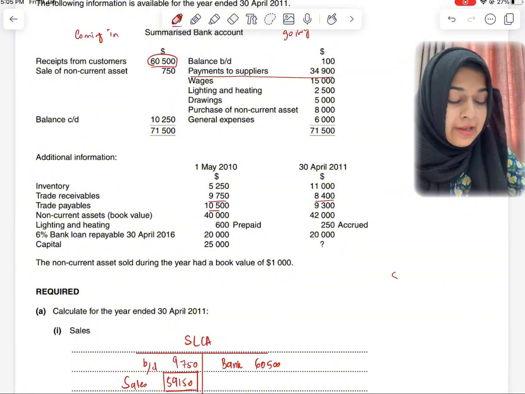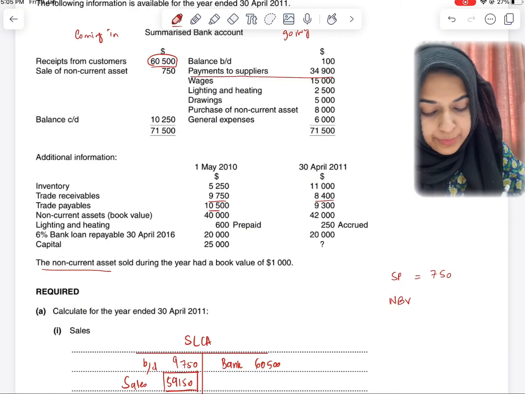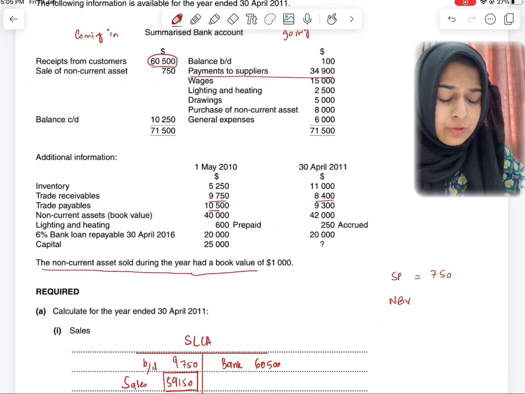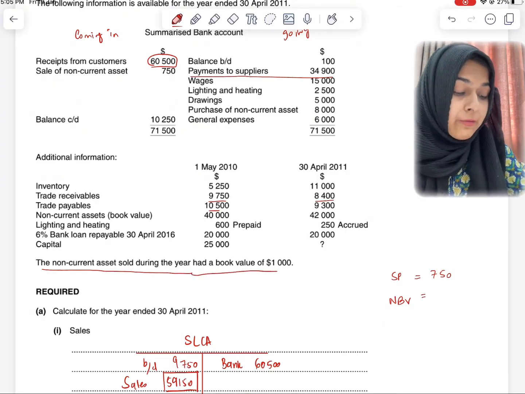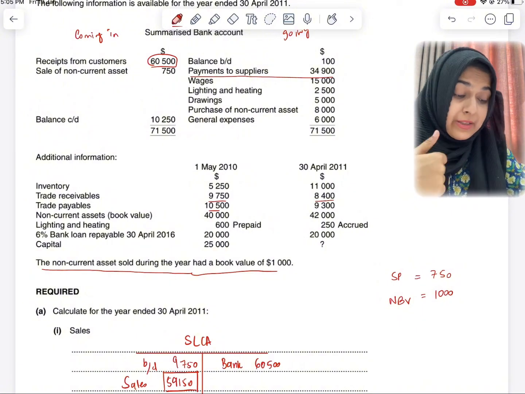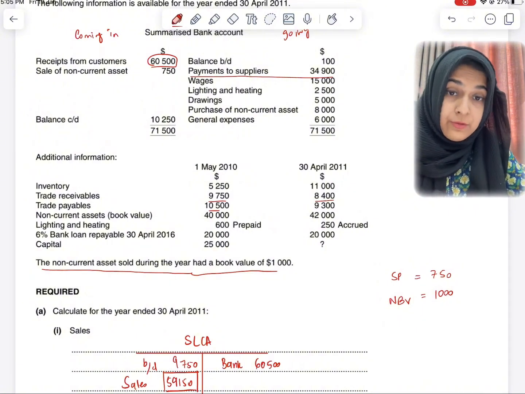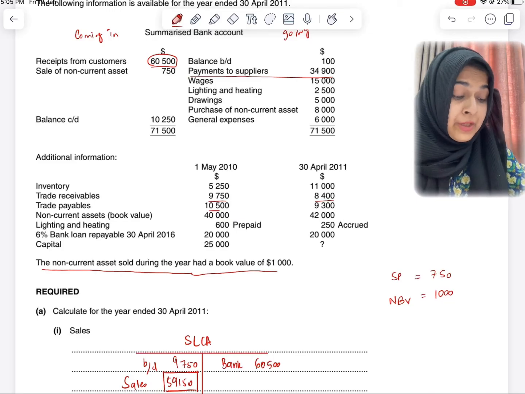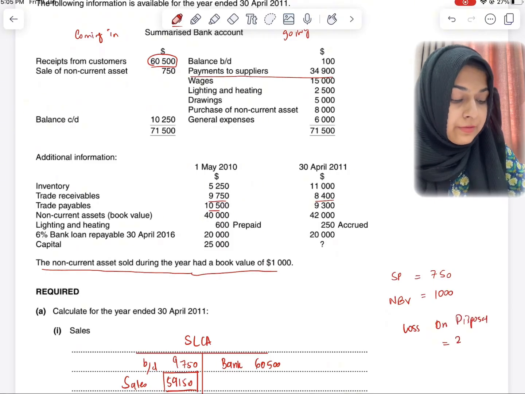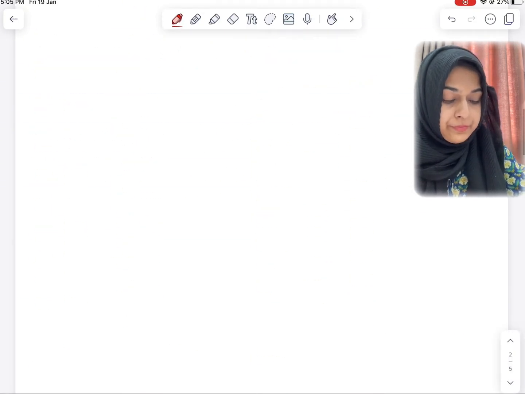So here they have sold it for a selling price of 750 for the non-current asset. If you look at the last part of the question, the non-current asset sold during the year had a book value of 1,000. So book value was 1,000, which means I expected to receive 1,000 for the non-current asset when I sell it, but I received 750, which means it's a loss on disposal of 250 here.